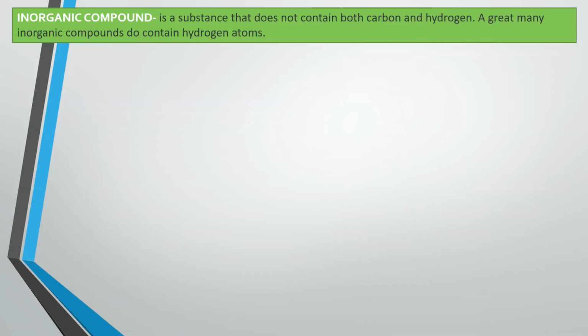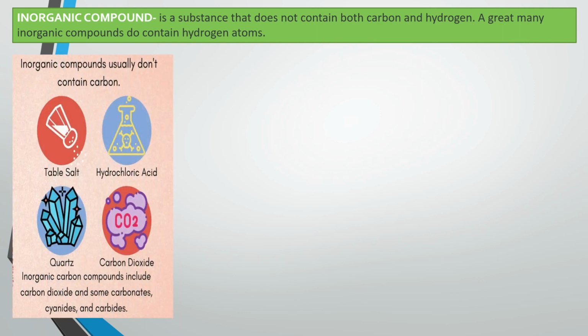Okay po. So, next, we also have inorganic compounds. In terms of inorganic compounds, these are the substances that do not contain carbon and hydrogen. Okay? A great many inorganic compounds do contain hydrogen atoms. So, some of the inorganic compounds do not contain carbon and hydrogen elements, such as table salt. Right? We have sodium chloride, the chemical formula of table salt, and quartz.